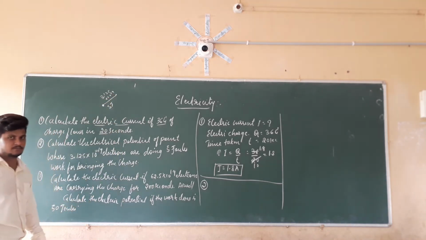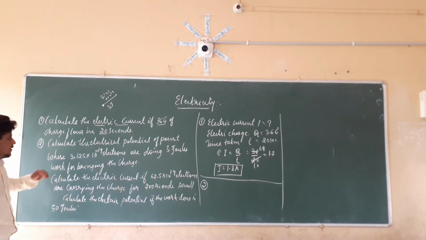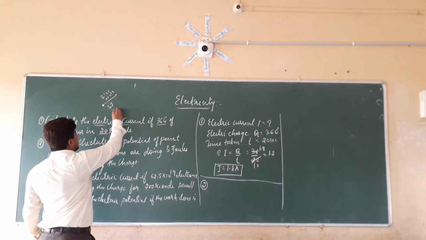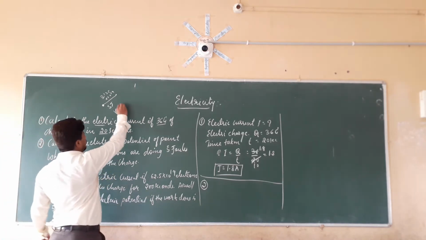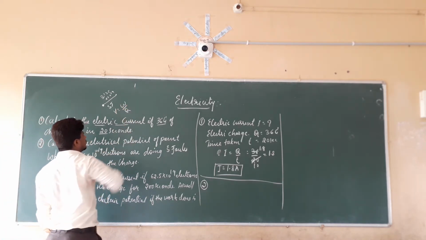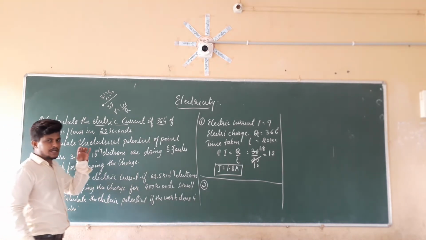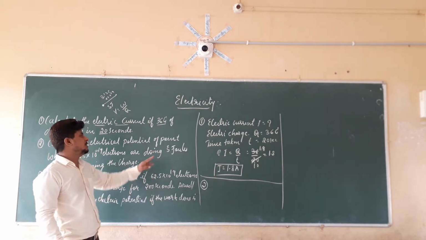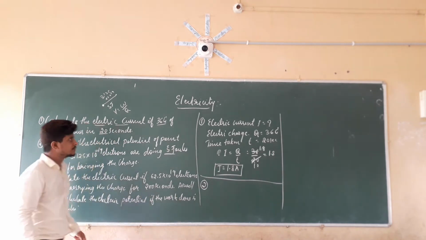If you see the given data here, we have to calculate V. We know the formula for V: V is equal to W by Q. When you check the problem statement, they told you to calculate electric potential, and they gave the work done, that is 5 joules.